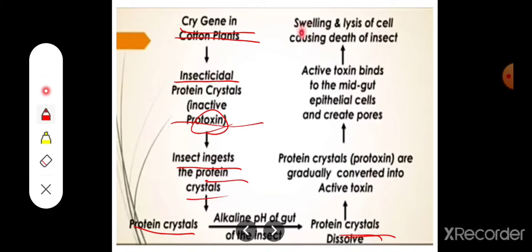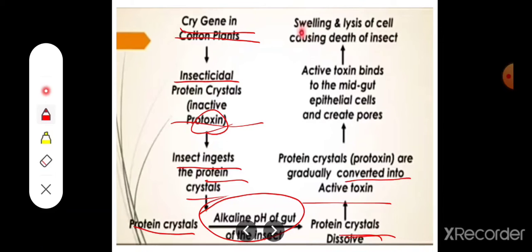And why is it dissolving? The reason is the presence of the alkaline pH of the gut in the insect. When the insect is eating the plant, this protein crystal is entering into the gut of the insect, and the gut is in an alkaline pH. Whose gut is alkaline? The insect's gut is alkaline, and so this alkaline pH will dissolve the protein crystals. Dissolve means it will melt them. And now what will happen? This protoxin crystal will gradually convert into active toxin.